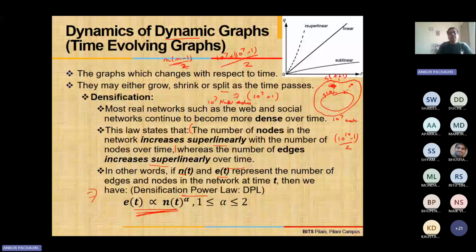Suppose, for example, if it is confusing you, you can assume it to be 1000. So 1000 into 999 by 2. 1000 into 999 is almost 1000 into 1000, that is, the same value multiplied together again. So that's why it is approximately 10 to the power 14. Got it. Yeah, thank you, sir.